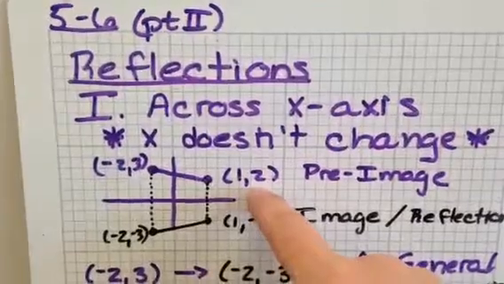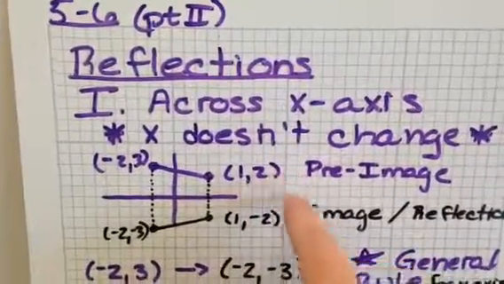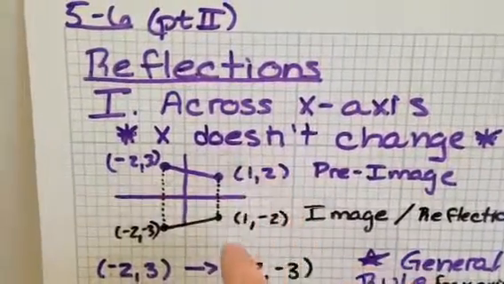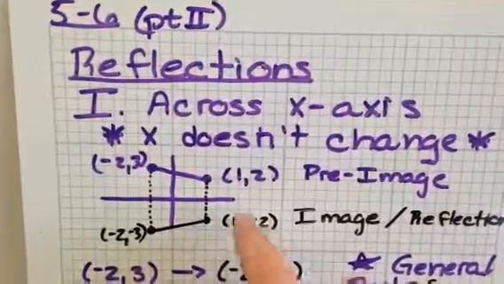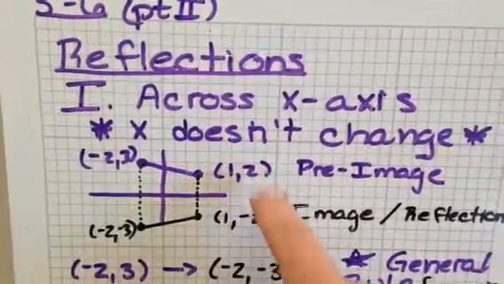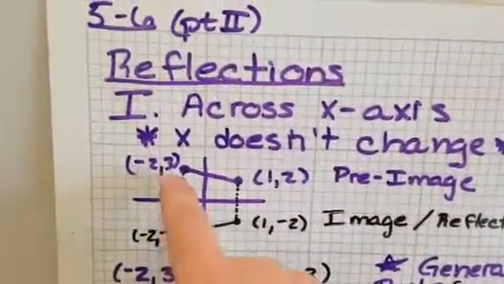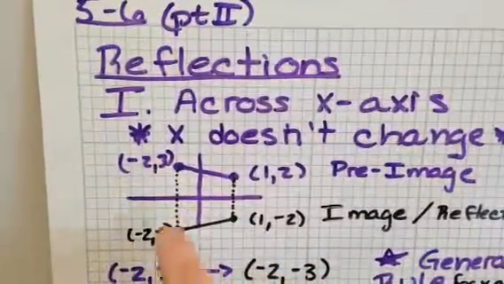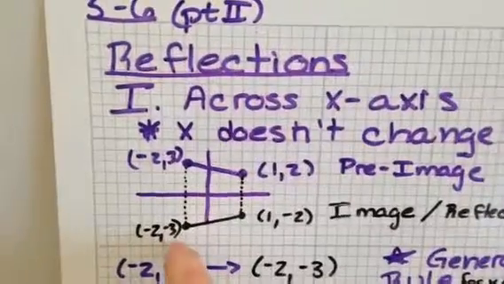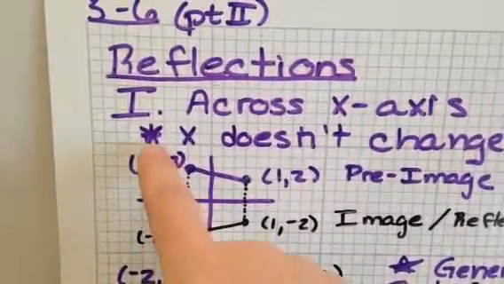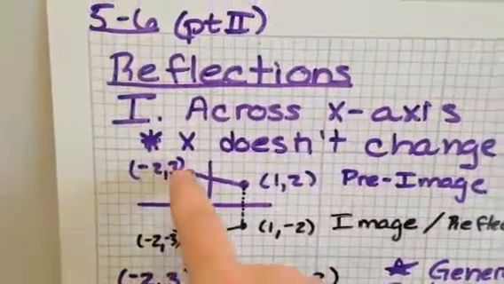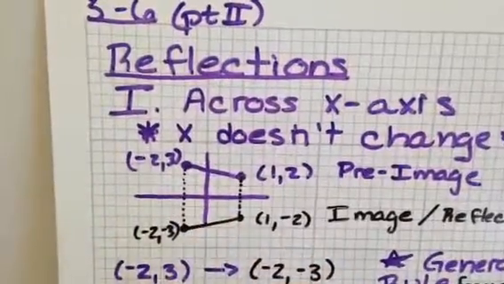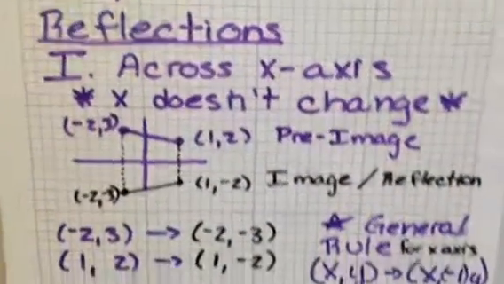This point would be at 1, 2, and the image or reflection would be at the point 1, -2. So notice the x stayed the same and the y changed. And so this other point of this line is -2, 3. If I reflect that down through the x-axis, I'm going to end up with -2, -3. The x stayed the same and the y's changed because I went from above the x-axis to below.